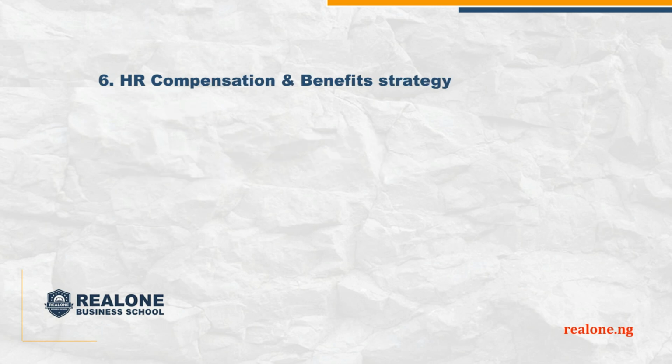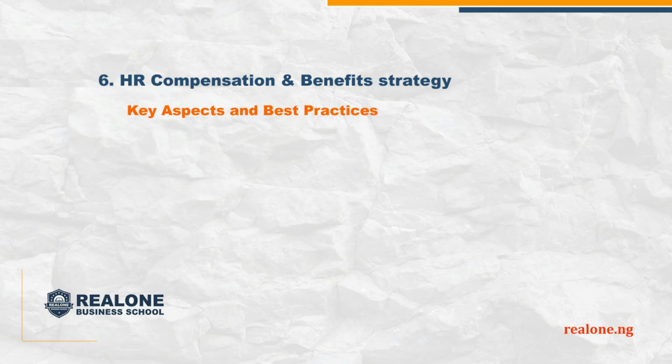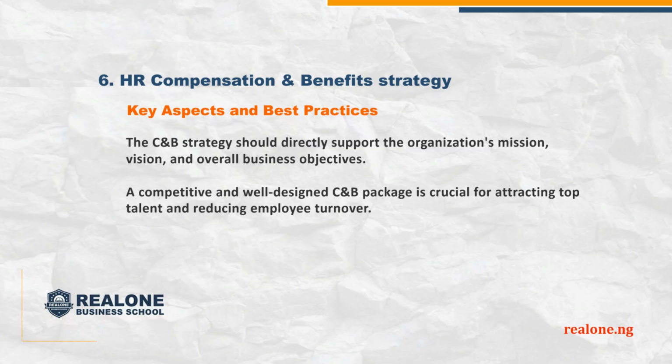Compensation and benefits strategy. A compensation and benefits (C&B) strategy is a comprehensive plan that outlines how an organization rewards its employees for their work, encompassing both monetary compensation and non-monetary benefits. It aims to attract, retain, and motivate employees while aligning with the organization's overall business goals and staying competitive within the market. Key aspects and best practices for developing an effective C&B strategy include: define goals and objectives.